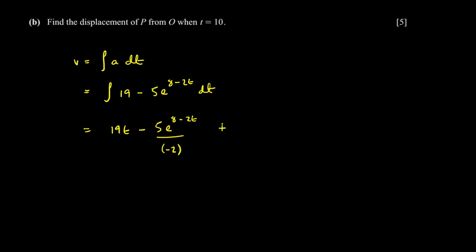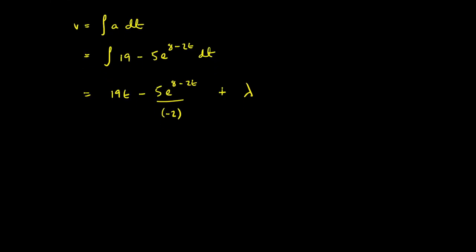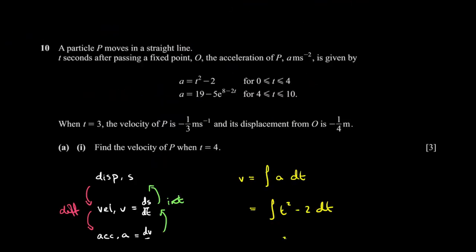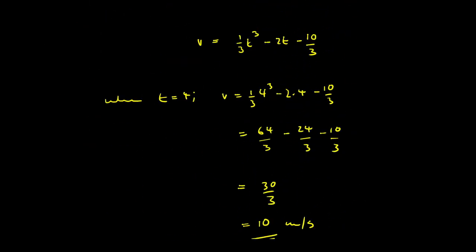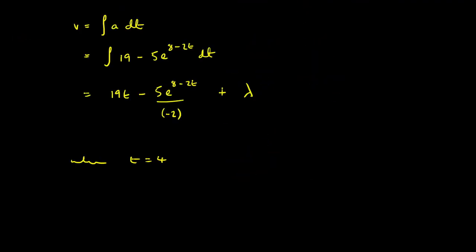And I better use a different letter, right? I don't know what letter to use. Let's use lambda, okay? Because we've used c and we've used k. And what do we know? What's the boundary condition for this? Well, we know that when t is equal to 4, in other words, when we cross over from being in this situation to being in this situation, the velocity is equal to 10. The velocity must be consistent as we cross over. So when t is equal to 4, v is equal to 10.